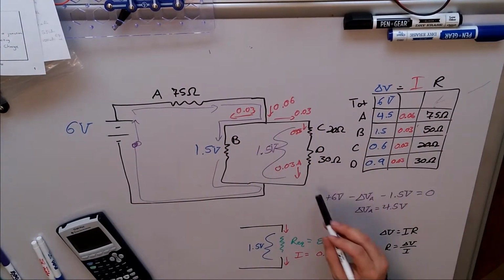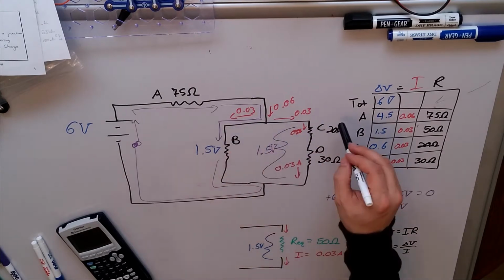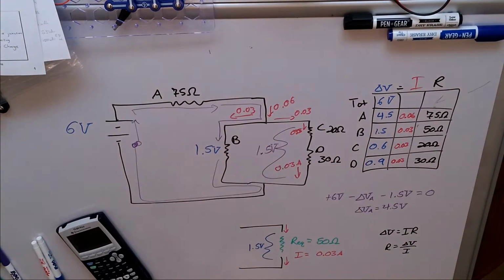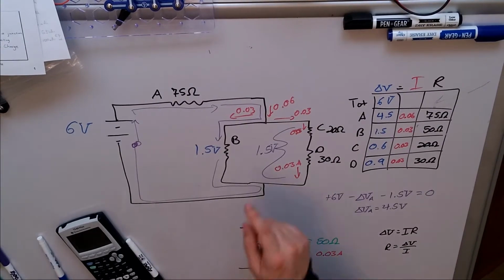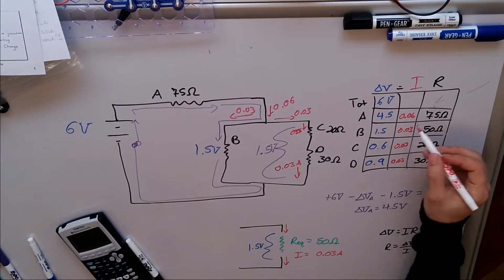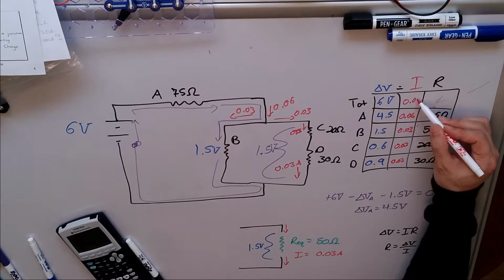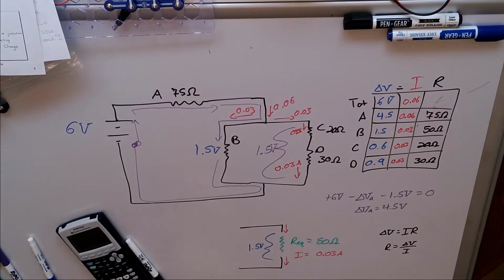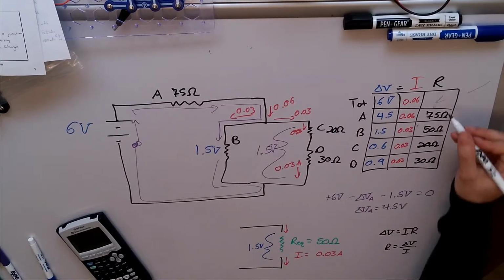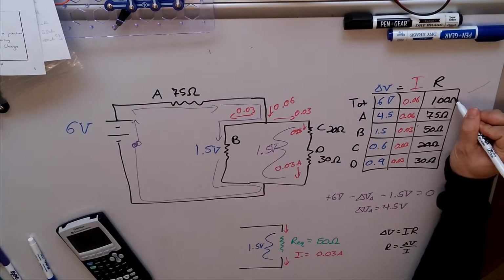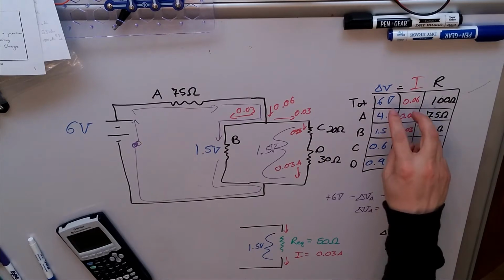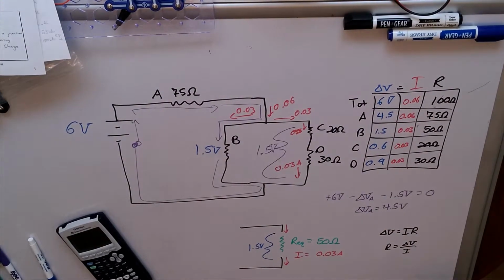The total resistance on this side is 50, and for the current to split evenly, the total resistance on this side must also be 50. Great, we're pretty much done. We also know that if the current going through A is 0.06, it's all coming from the battery. So that's my total there. And I take 6 divided by 0.06. My total resistance, we predict it to be 100 ohms based on Ohm's law up here.